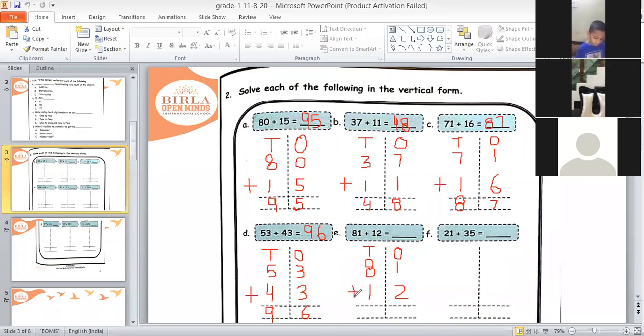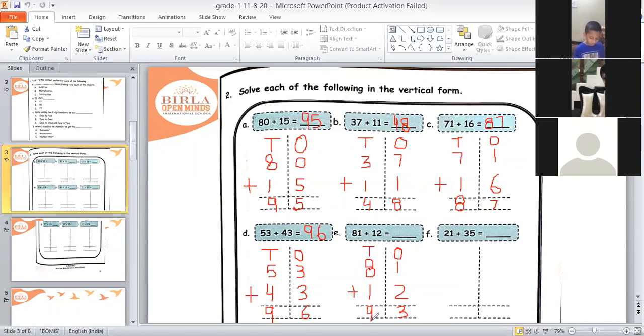Yeah, Hanvit. So now tell me 1 plus 2 how much? After 1, count forward 2, Hanvit. 3. Yeah. 1 plus 2 is 3. So we will write 3 here. And 8 plus 1? After 8, count 1. 9. Yeah. 8 plus 1 is 9.